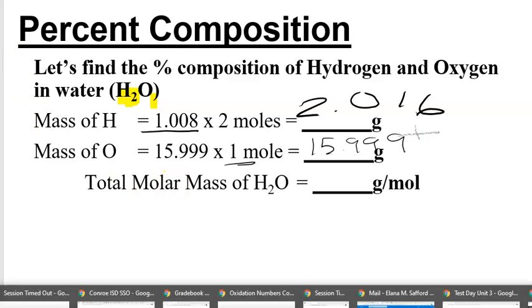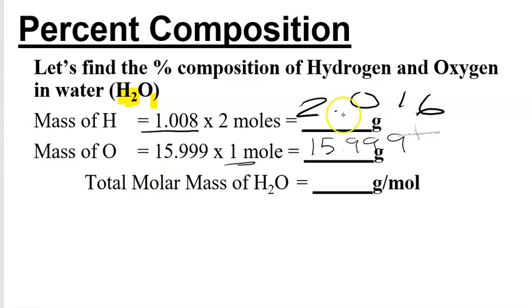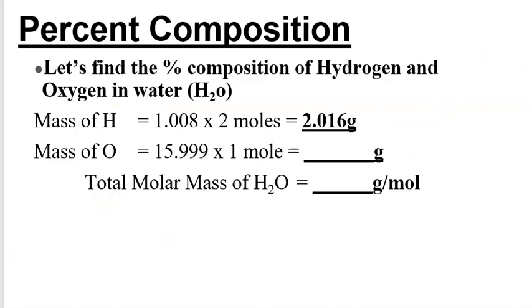So once again, calculator out. And that is 18.015. So when I added these together, it gave me my total mass, which is 18.015. And here are these steps written a little more neatly for you.